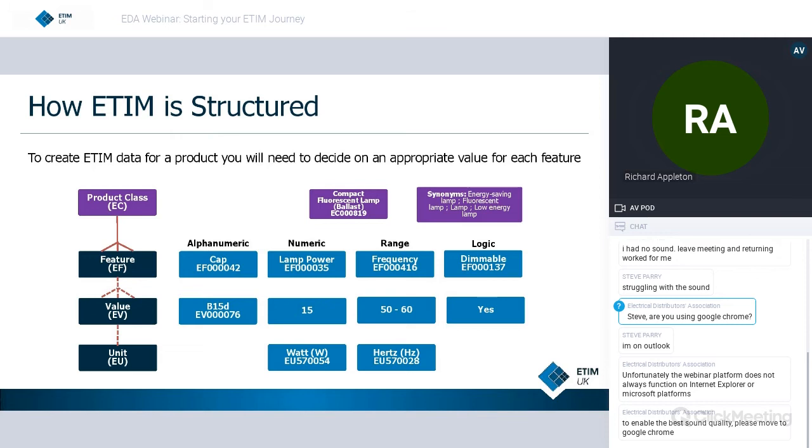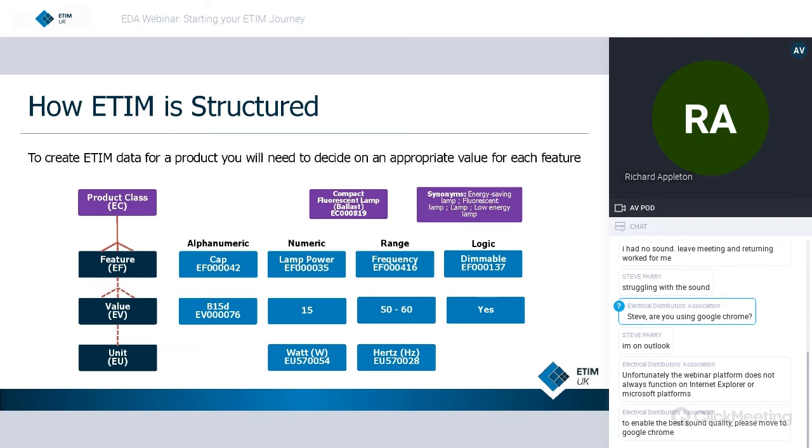And then the final type of feature is a logic feature, and a logic feature simply has a value of yes or no, or true or false, as it would be in the computer system. So in this case, the feature is dimmable. There are 2 options, yes or no, and it's as simple as that. So that's really the basic structure of ETIM.